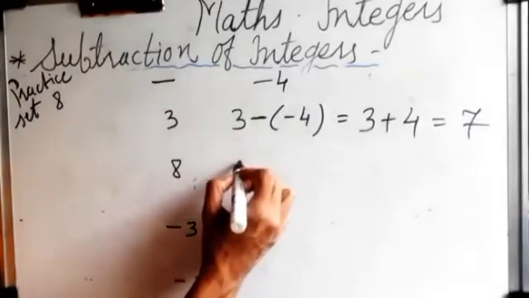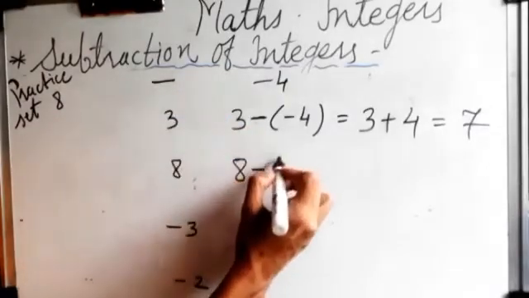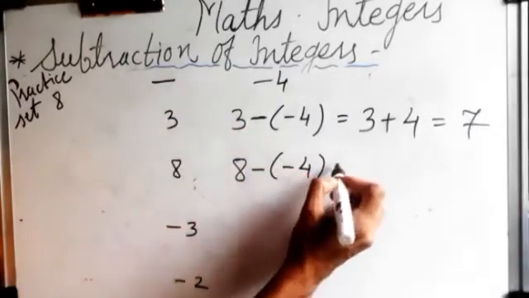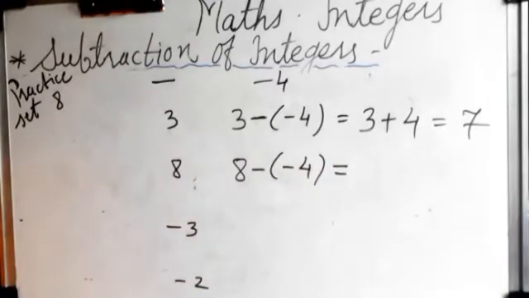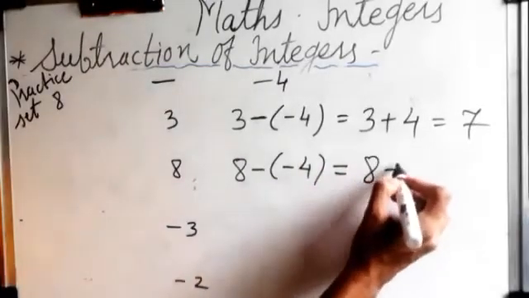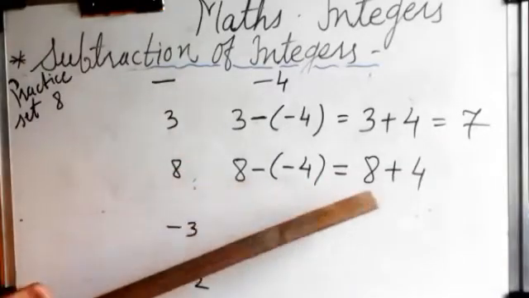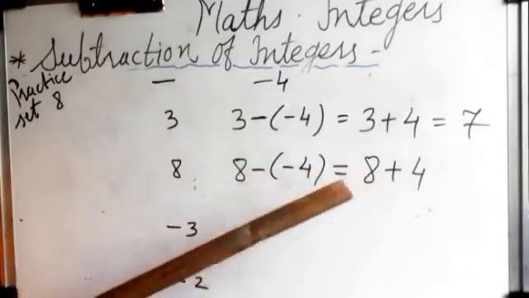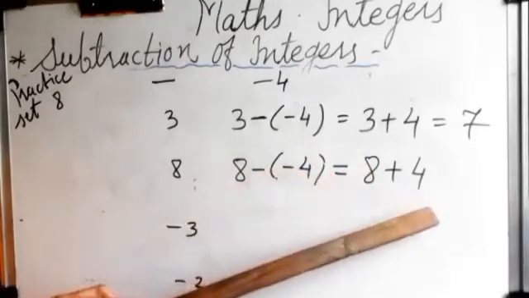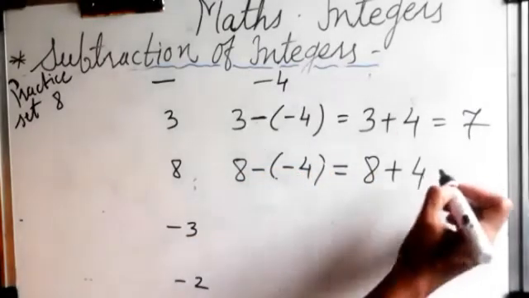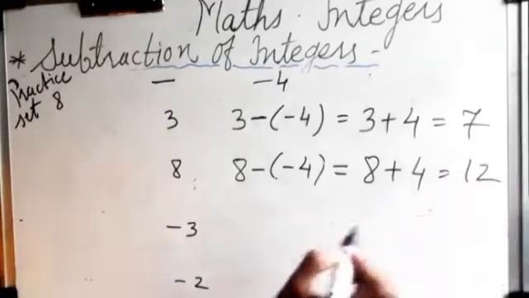Next is the 8. 8 minus 4. How it will come now? 8 plus 4. Yes. 8 as it is. Instead of minus, plus, opposite of minus 4 is plus 4. And then 8 plus 4 is 12.